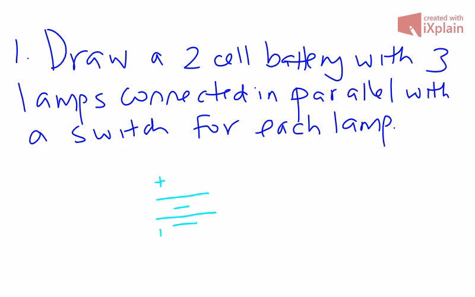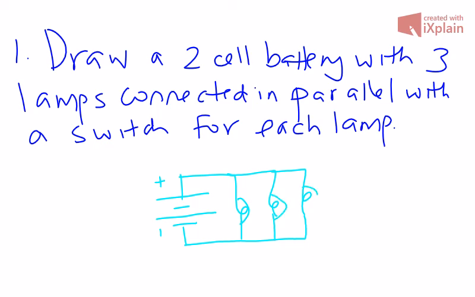Now I'm going to draw my lamps in parallel. So 1. Remember, they each have to be on a separate branch. 3. I will connect this way, and I'll put a circle around each of them. Okay, and then the last part says it needs a switch for each lamp. Because it's for each lamp, I need 3 switches. And in this case, I'm going to use closed switches. So 1 switch for this lamp, 1 switch for this lamp, and 1 switch for this lamp.